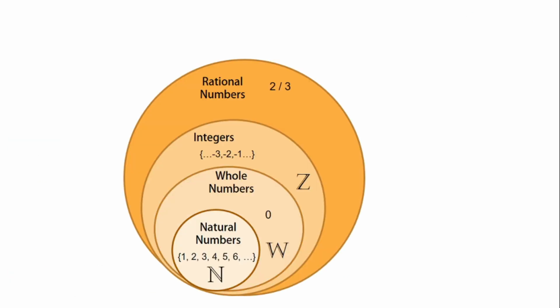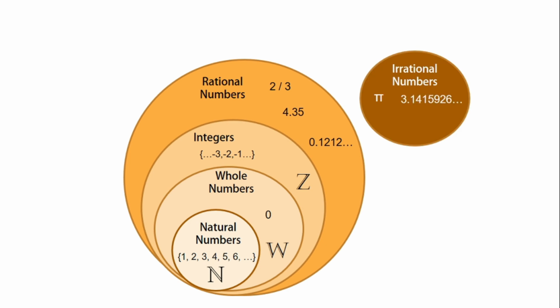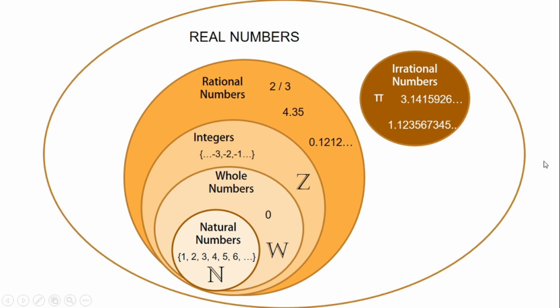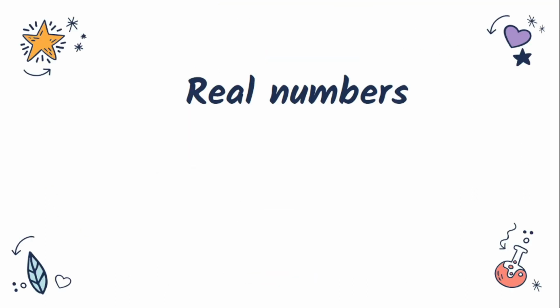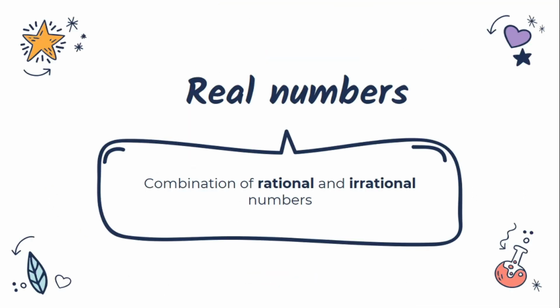So, based on this Venn diagram, masasabi natin na we have here the group of rational numbers consisting of integers, whole numbers, and natural numbers. And meron tayo sa kabilang irrational numbers. But all of these are real numbers. Lahat yan ay real numbers. Okay? So therefore, real numbers is the combination of rational and irrational numbers.